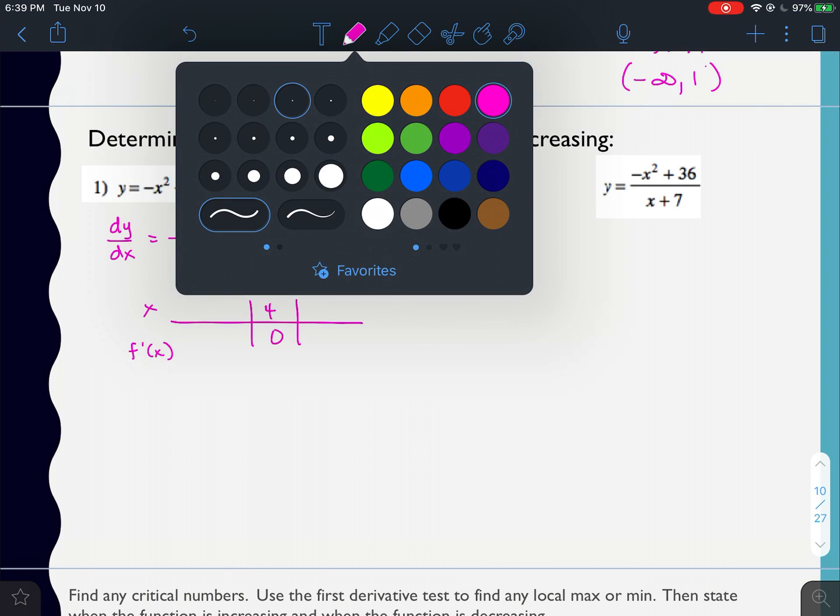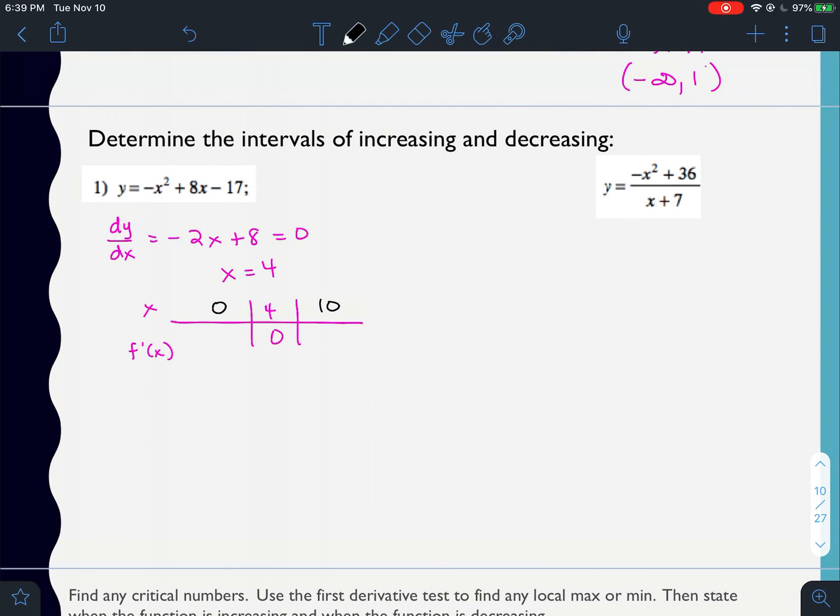So we know that the derivative is 0 at 4. And then we've got to test before and after that. So we'll test 0 and 10. If I take 0 and plug it into the derivative, and again, the derivative was negative 2x plus 8, if I plug 0 in, I get positive. If I plug 10 in, I get negative.